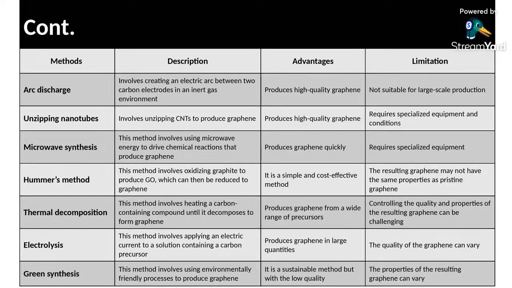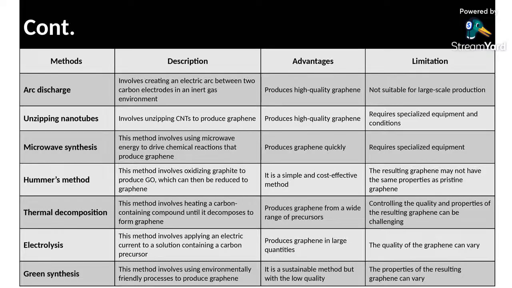The Hummers method, the most used method. This method involves oxidizing graphite to produce graphene oxide, which can then be reduced to graphene. It is a simple and cost-effective method. The resulting graphene will not have the same properties as pristine graphene. Then thermal decomposition, this method involves heating a carbon-containing compound until it decomposes to form graphene. It produces graphene from a wide range of precursors, but controlling the quality and properties of the resulting graphene can be challenging.